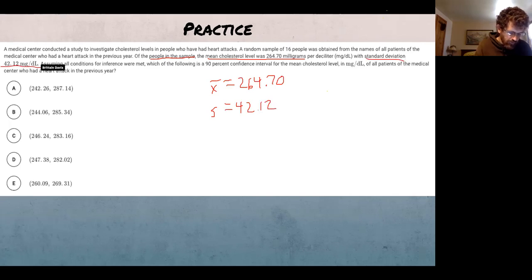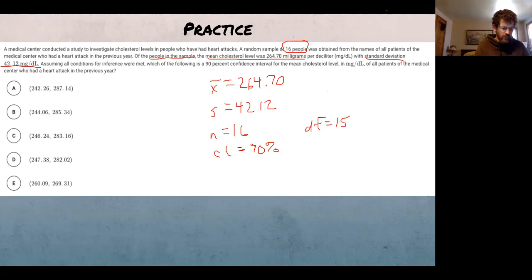Assuming all conditions for inference were met and we're good there, we have a sample size of 16, which means we have degrees of freedom of 15. And we have a 90% confidence level. And now we want to figure out the actual confidence interval. We're not doing like this half step. We really need to go through the entire calculation to find out what that is. Okay, so let's get started.